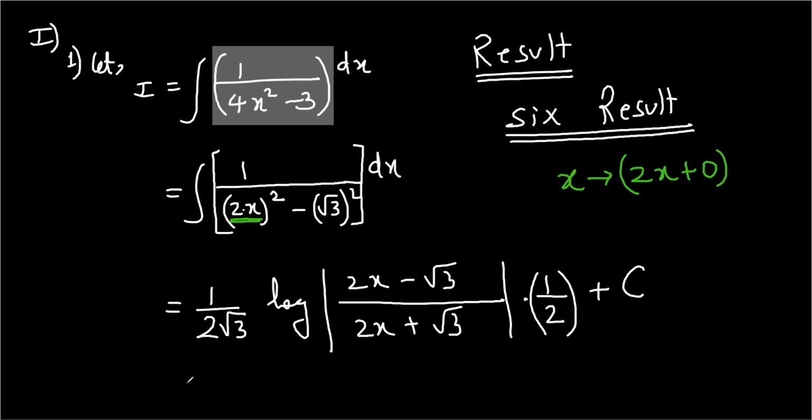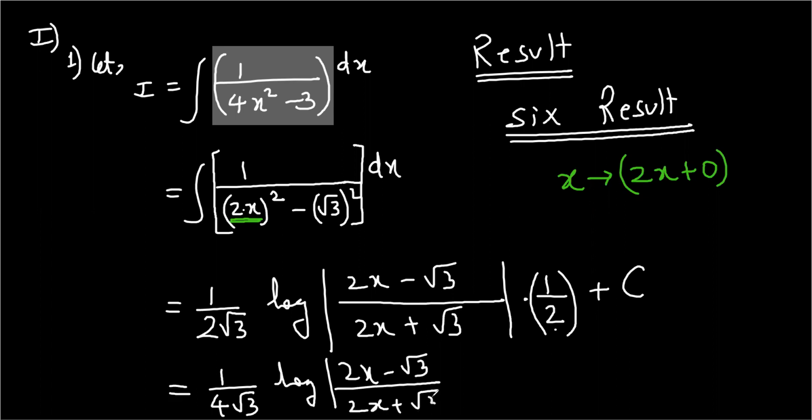So the final answer you have here is 1 over 4 root 3. This 2 multiplies this 2, 4 root 3, log of 2x minus root 3 upon 2x plus root 3 plus c. This is the answer. Okay, I hope you all have followed this. You can once again see this question solution once again. If in case of any doubt, you can write it in the comment section. I shall revert to it. Thank you.